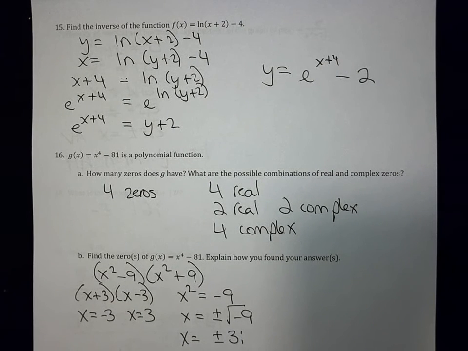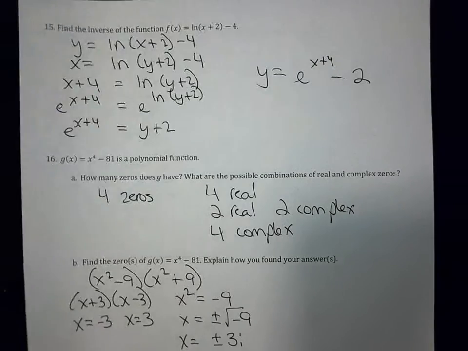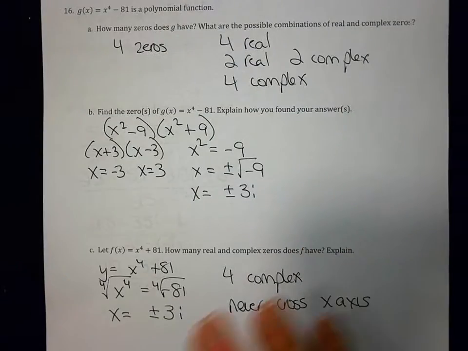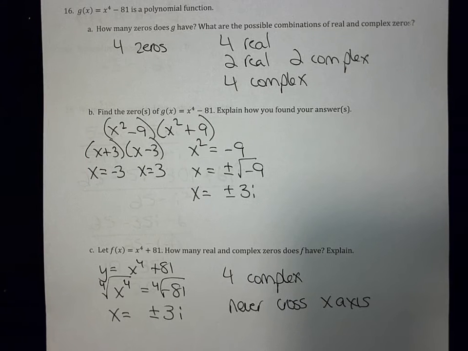X to the 4th minus 81 is a polynomial function, and we're talking zeros. So for number 16, we have 4 zeros. The possibilities are 4 real solutions, 2 real solutions and 2 complex, which are 2 imaginary, or 4 complex, which are 4 imaginaries. So if we solve out x to the 4th minus 81, we end up having plus and minus 3 and plus and minus 3i as our 4 answers. So you factor and then solve.